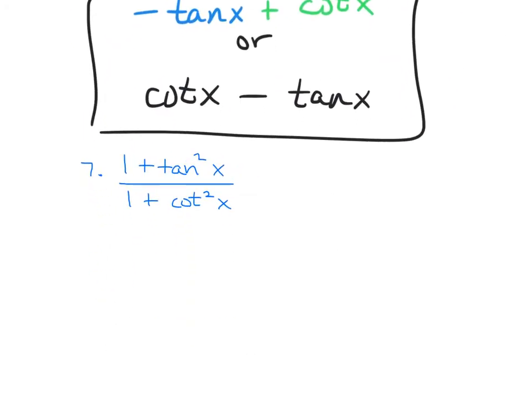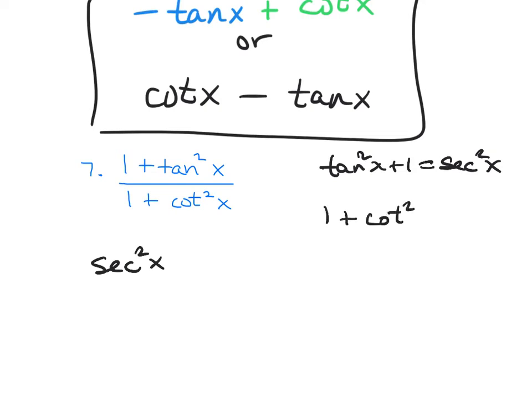These are actually two Pythagorean identities. So the first one, remember, is tangent squared x plus 1 equals secant squared x. So that's what we're going to replace the top with. And then the bottom, this is the 1 plus, just like it is, 1 plus cotangent squared x equals cosecant squared x. So that's what I'll put in the denominator.